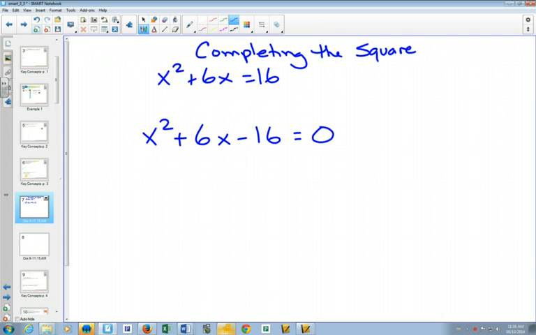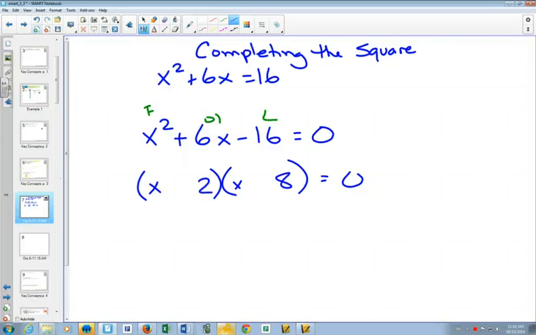What would you get? And we'd have to remember to equal 0. It's going to be x and x for the first ones. You're going to need an 8 and a 2. And you'd want your 8 to be positive and your 2 to be negative. And then we'll get x equals negative 8 and x equals 2. This is our factoring method.